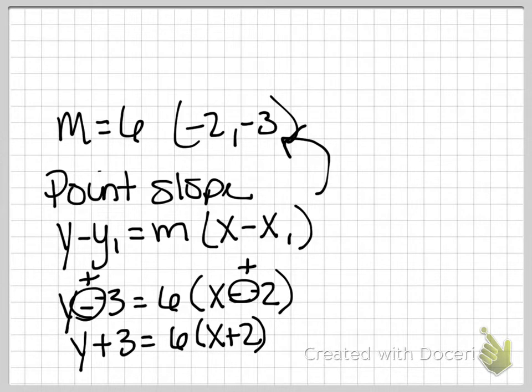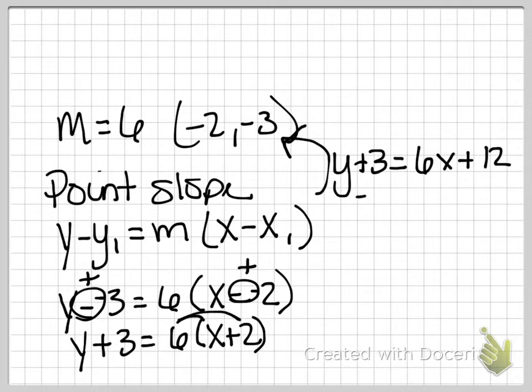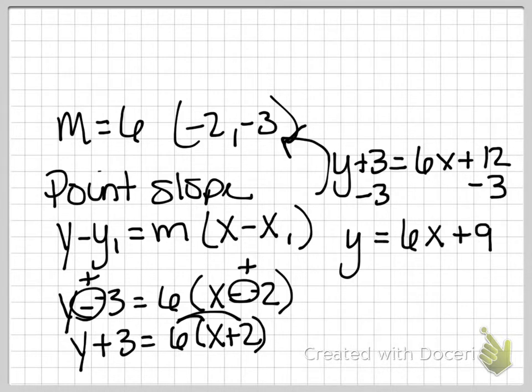So we're going to distribute the 6 to both things in the parentheses, and we're going to get 6x plus 12. And then we're going to need to move that 3 over, so minus 3. And so you get y equals 6x plus 9 again. And this is using point-slope form. So this would be way number 2.